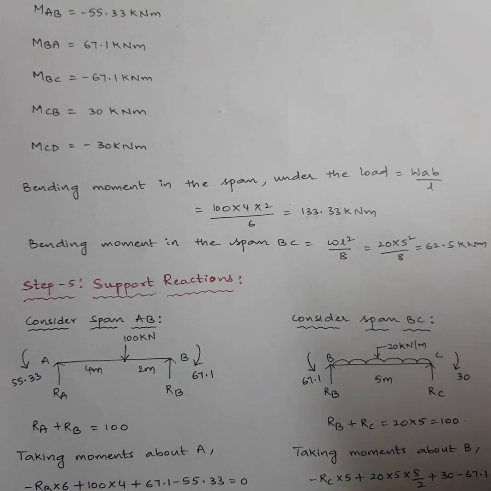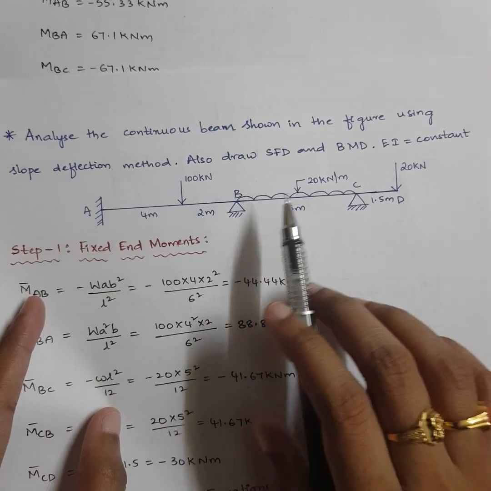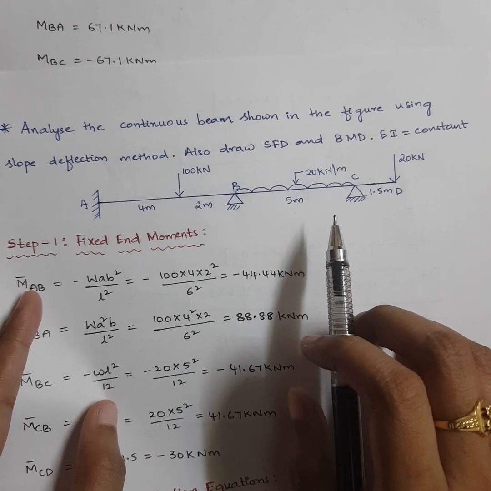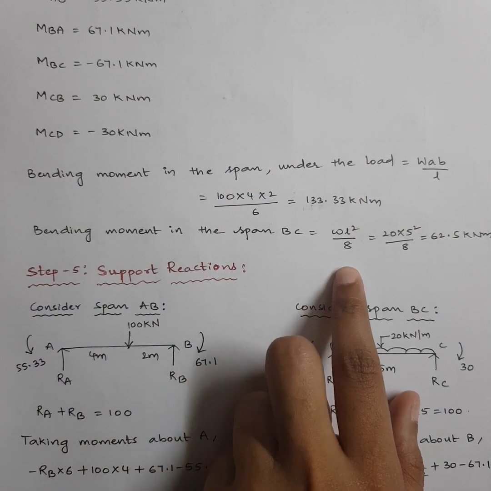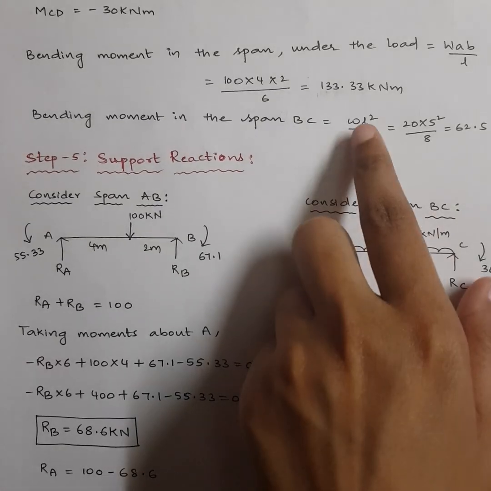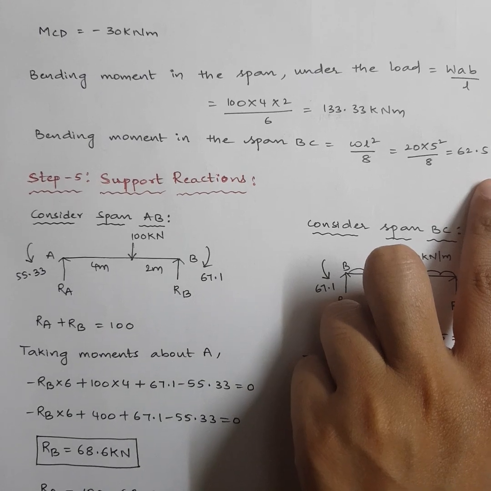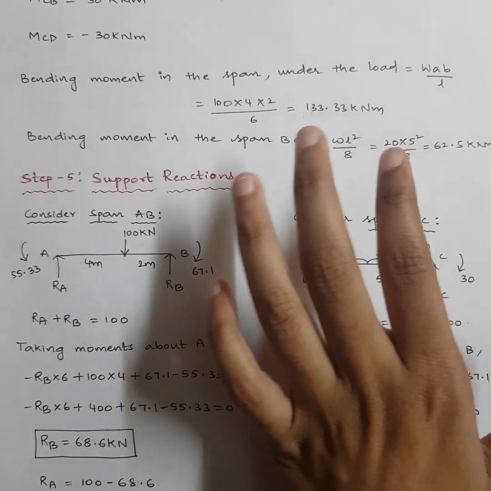Similarly, bending moment in the span BC. In the BC part we have a UDL, and the bending moment diagram for the UDL will be like a parabola. The height of the parabola is given by the formula WL square by 8. So it is 20 into 5 square by 8, which is 62.5 kilonewton meter. Okay, so that we can finish off the bending moment diagram.